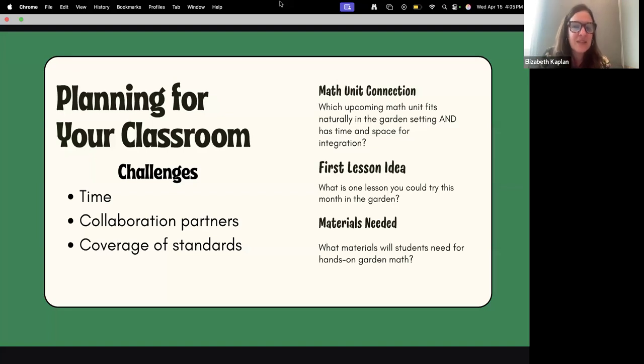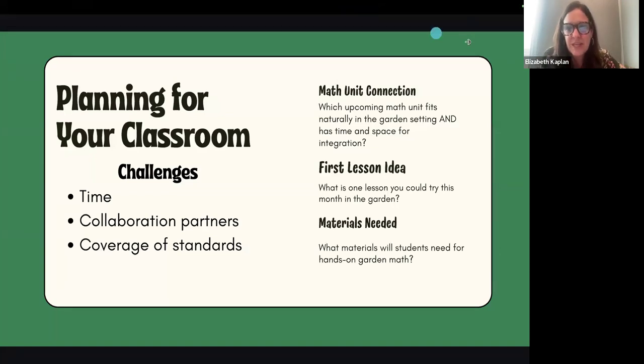So in terms of making the connections, think about which upcoming math unit fits naturally in the garden setting and has time and space for integration. I'd say, as you saw here, every unit has connections to the garden, but think about where there is going to be a best fit. Or is there a part in the math curriculum that's kind of boring, where they're graphing really boring data? Let's give them some garden data to graph. Or those fraction word problems are really boring and the students' names are really lame. Rewrite them with your students' names, rewrite them with diverse names, and bring in some garden scenarios to those problems.